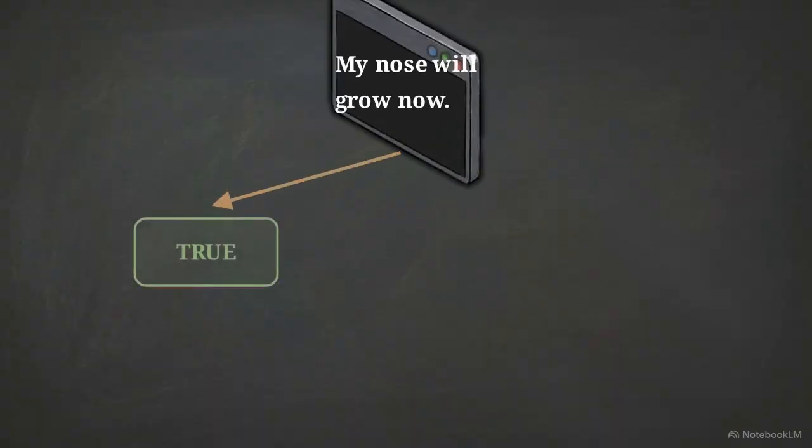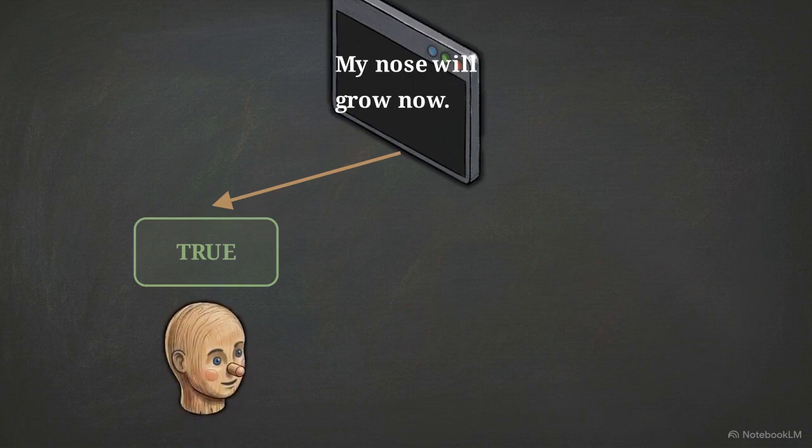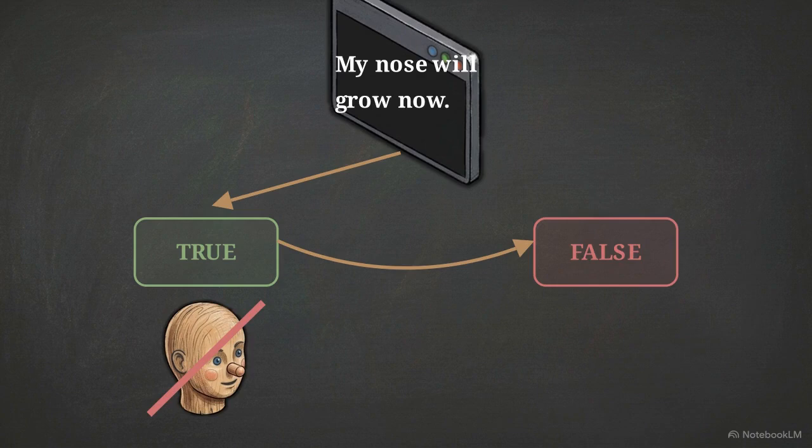This flowchart tracks exactly what happens to Pinocchio. We start with his statement, "My nose will grow now," and test the true branch first. If his statement is true, the rules of his universe dictate that his nose should stay its normal, short length. But look at the outcome. Because his nose stayed the same, his prediction that it would grow was a lie. The logic loops us directly over to the false path.